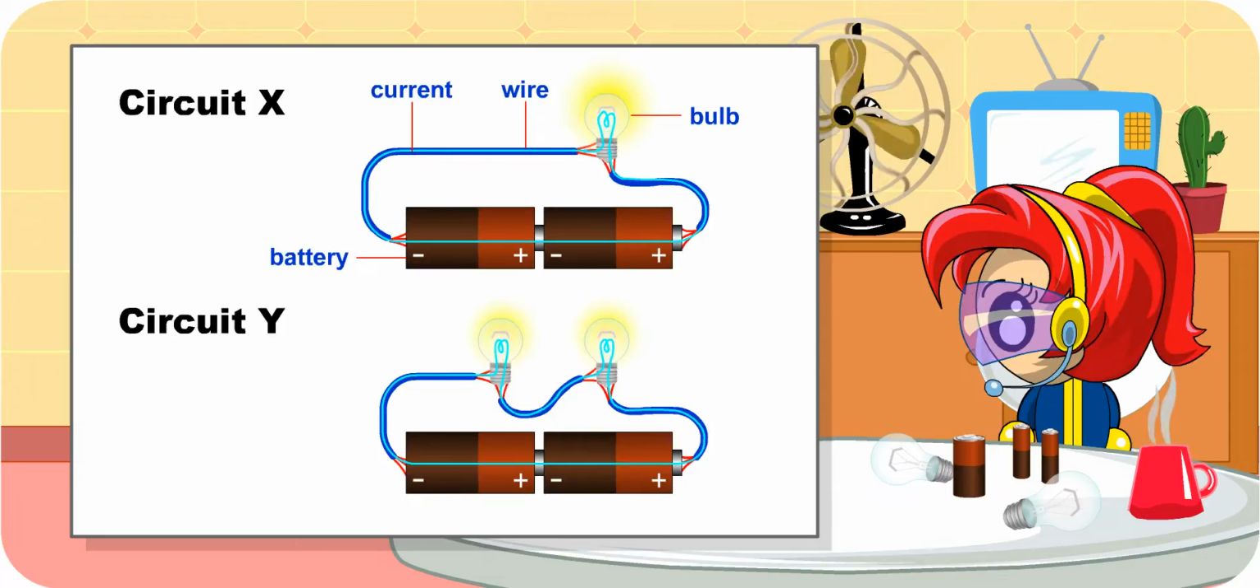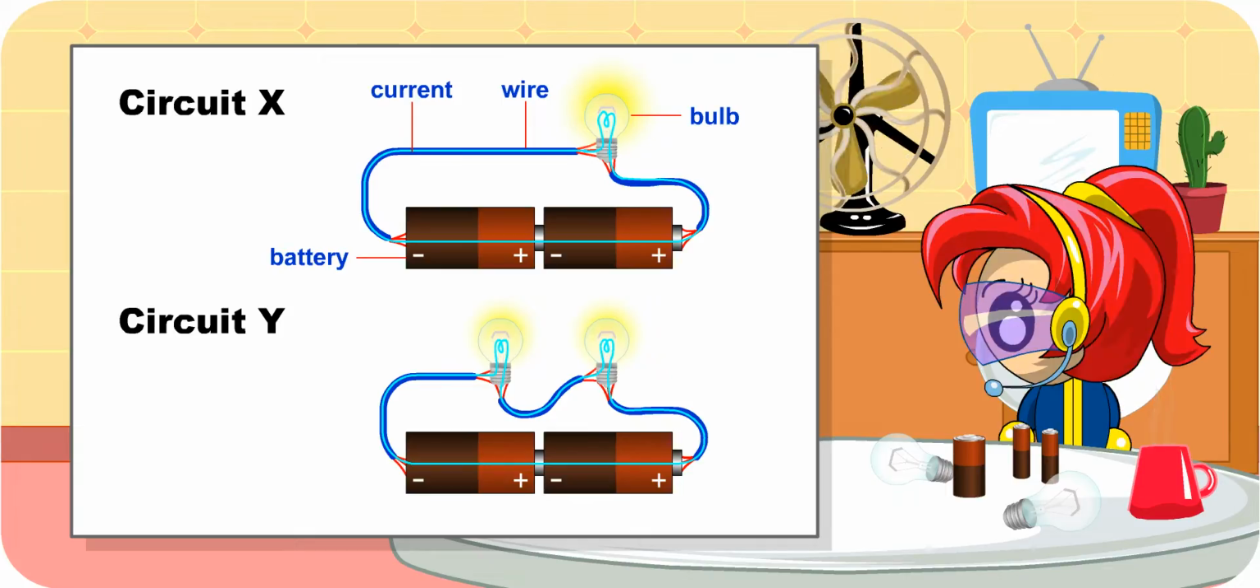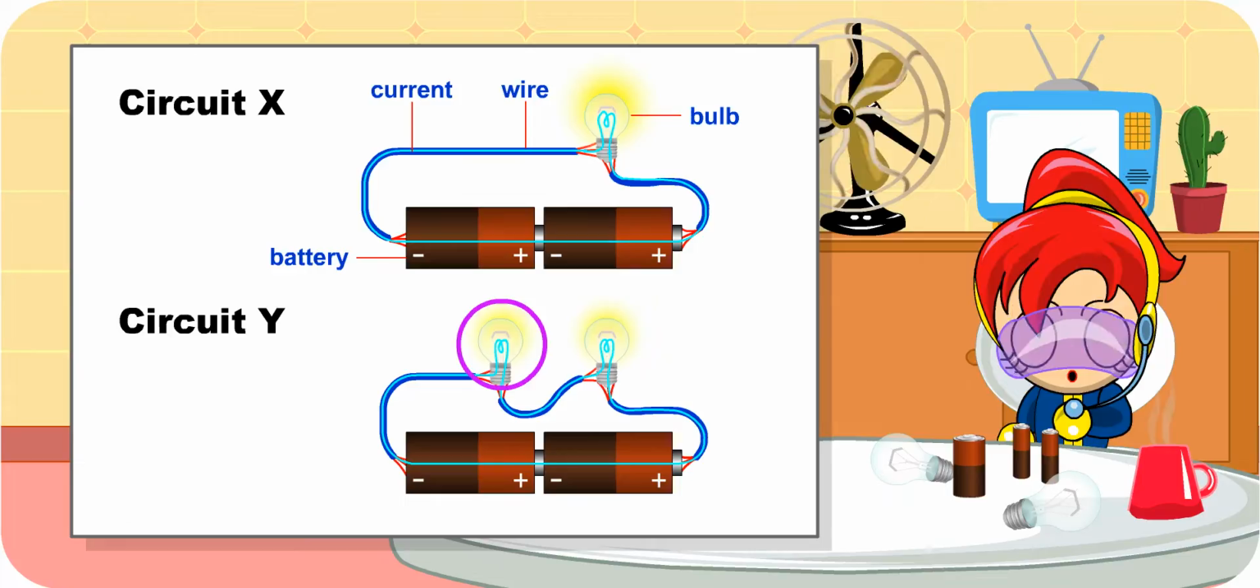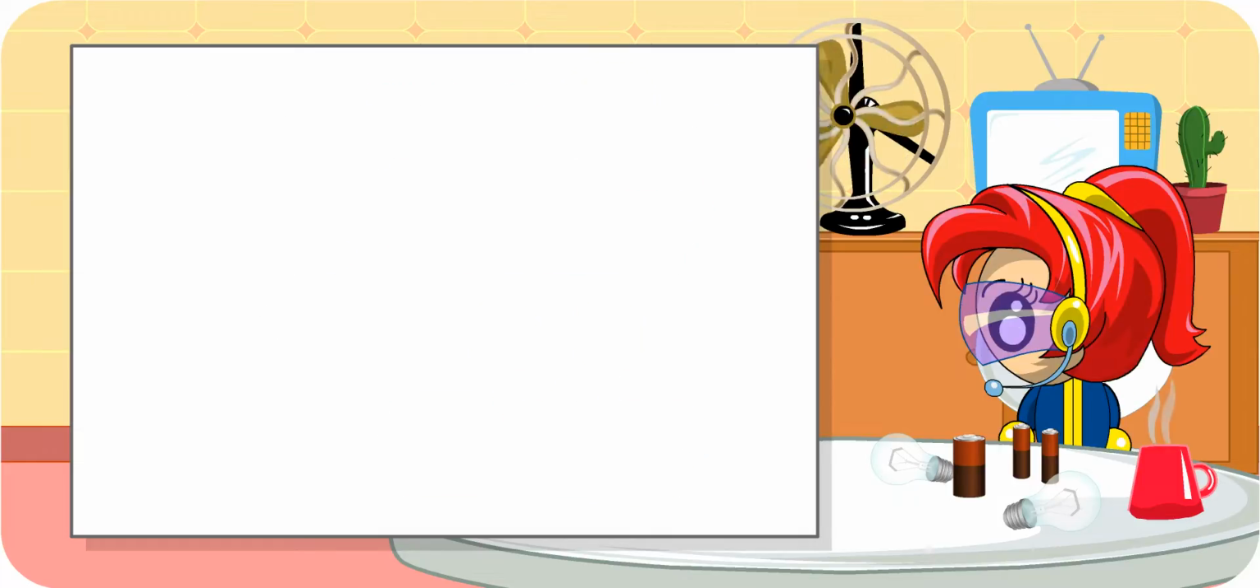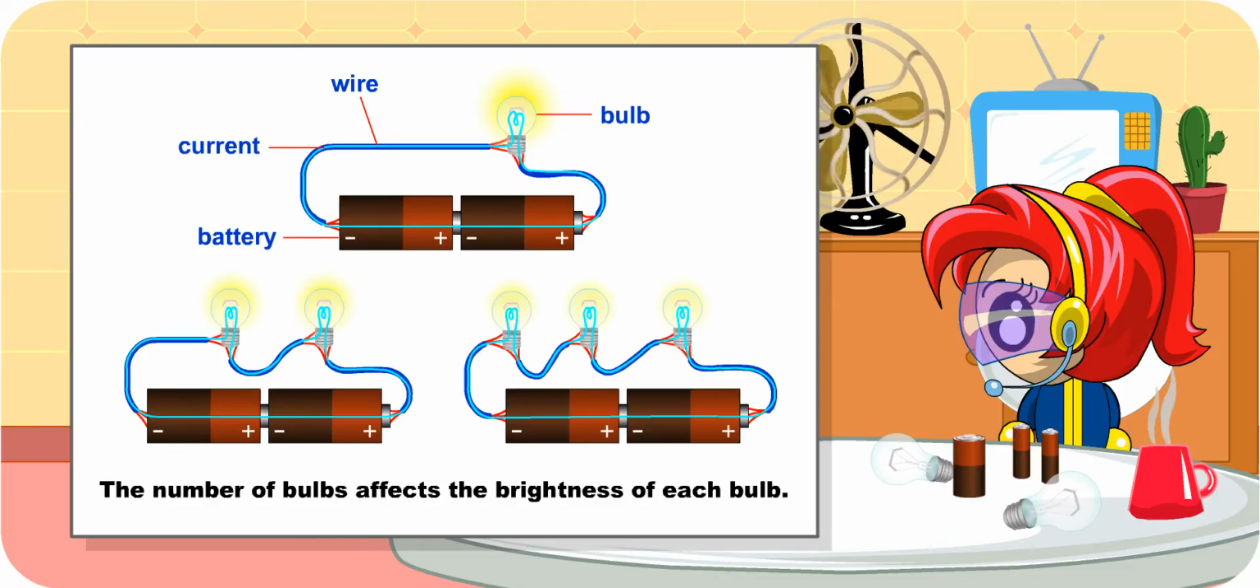Teacher, take a look at these two circuits. Why is it that the bulb in circuit X is brighter than the bulbs in circuit Y? What is the difference between circuit X and circuit Y, Turbo Girl? Circuit Y has one more bulb than circuit X. The number of bulbs used also affects the amount of current? Yes, when more bulbs are used, the brightness of each bulb in the circuit decreases.